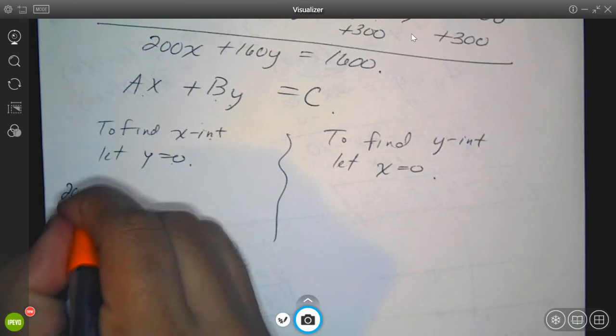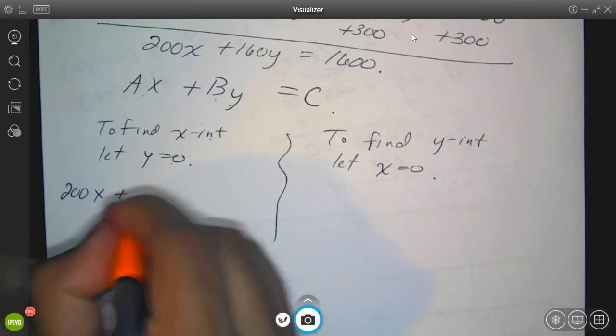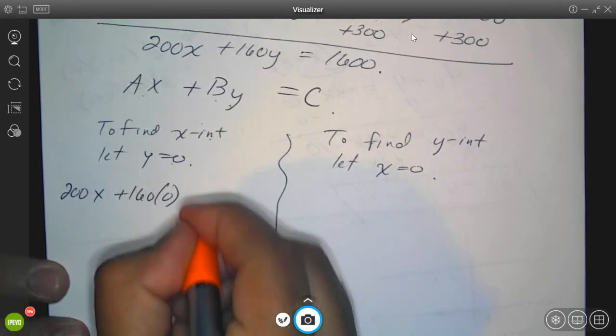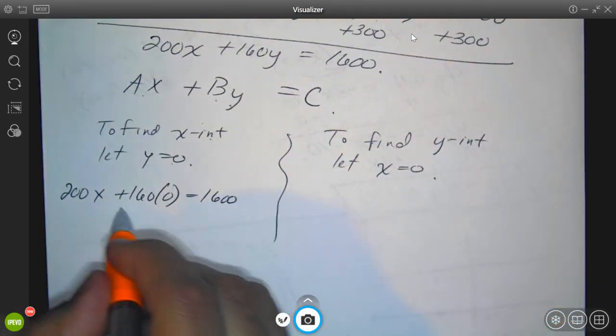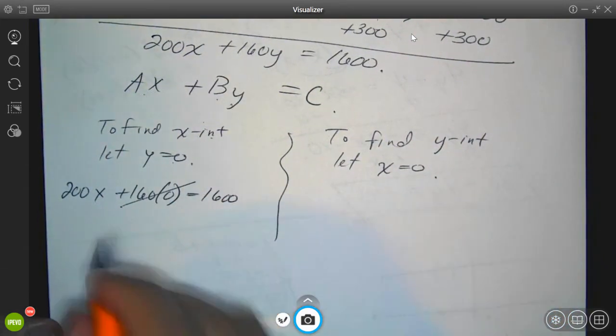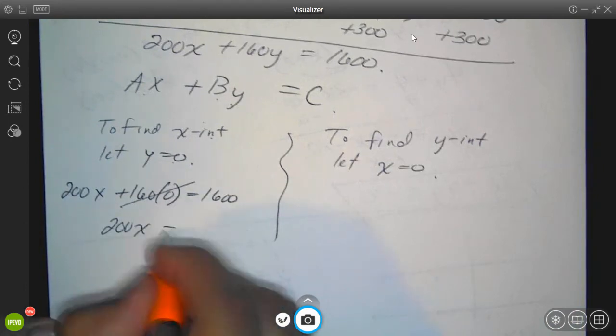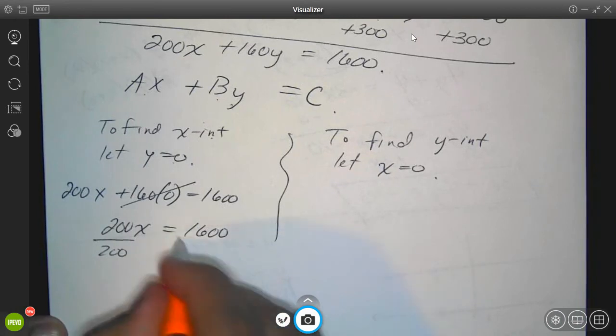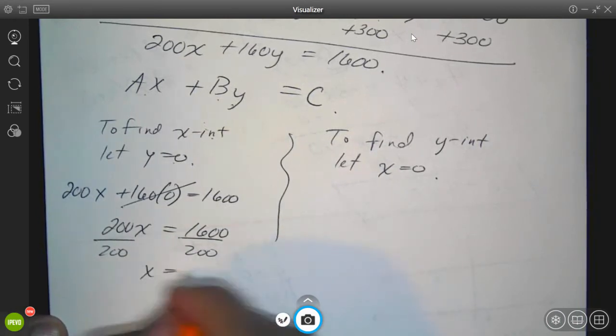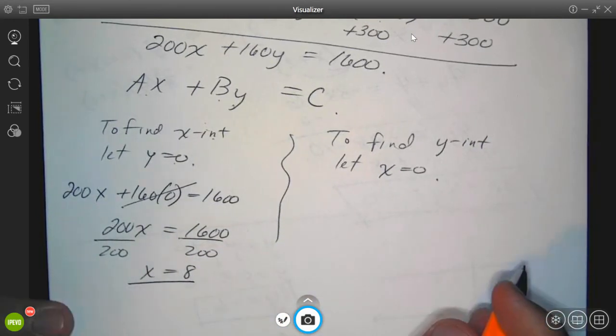There's the equation. So in the first part, to get the x-intercept, let y equal 0. So I have 200x plus 160 times 0 is equal to 1,600. This goes away because we're multiplying by 0. So I have 200x equals 1,600. Divide both sides by 200. So x is equal to 8.